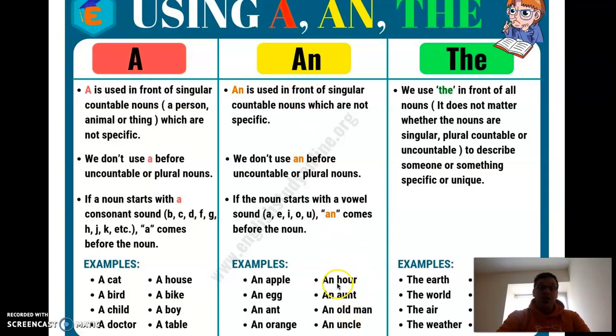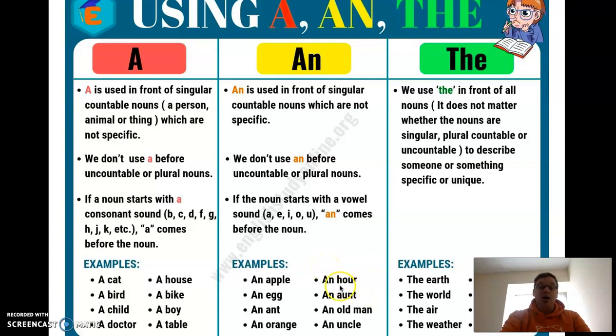Now you might also be saying, look at hour. It starts with a consonant, H, just like over here. Part of it is the sound. When you hear this word, you hear the H, house. When you hear this word, you don't hear the H. You only hear our. Our.